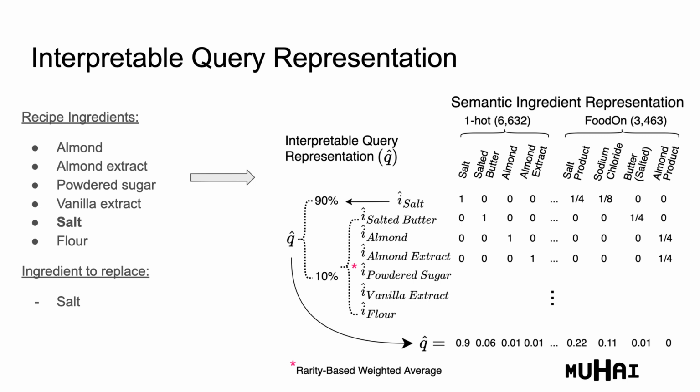This way, we don't only ask what we can use instead of salt, but we ask so for this particular recipe. Not all recipe ingredients affect the query representation with the same gravity. More rare ingredients have a greater impact. Since the query is still defined in the same interpretable space, we can also see how the agent interprets or perceives the substitution question.